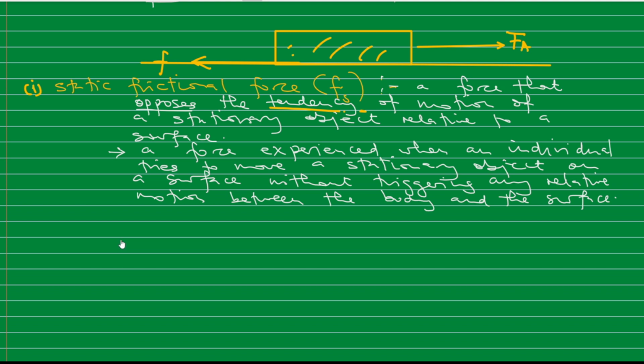Now there's also one thing that we can add to the static frictional force: we have got an equation that we use, namely Fs is equal to mu s n, where mu s is the coefficient of static frictional force.